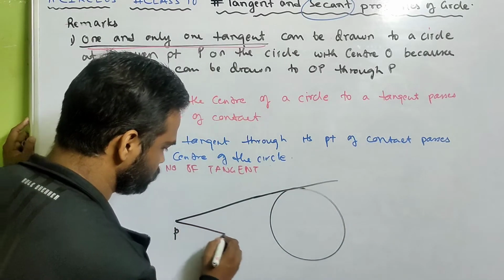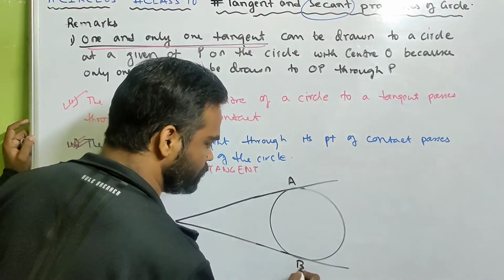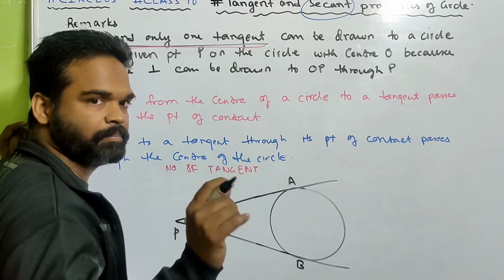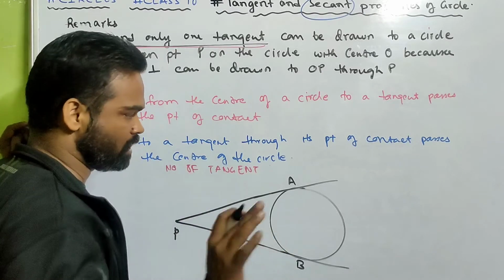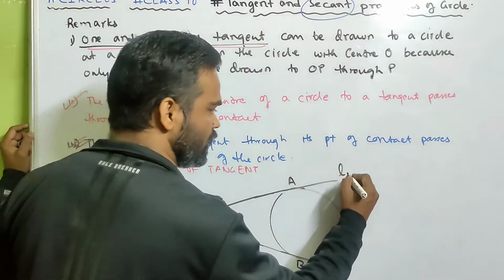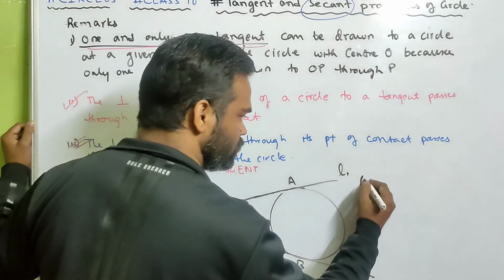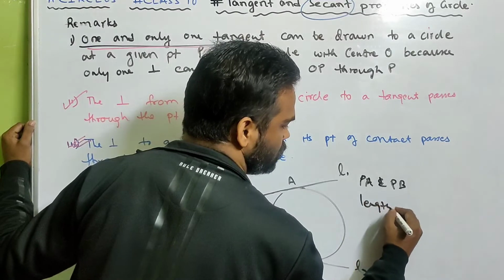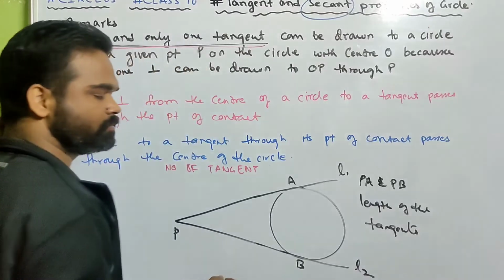This is PA, PB. From a point outside the circle, we can draw maximum 2 tangents, not more than 2 tangents. And this PA, this segment of this line, this is suppose L1, this is suppose L2 line. Okay, then this PA and PB are known as the length of the tangent. Length of the tangents. Am I clear?